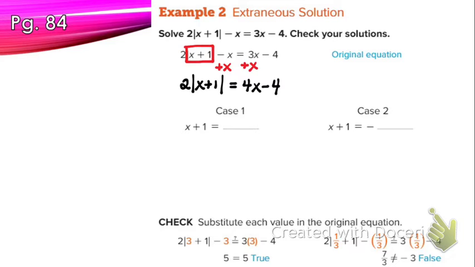Now, how do you get rid of the 2? Divide it. So you have the absolute value of x plus 1 equals what? What do you get when you take 4x divided by 2? 4x divided by 2 is what? 2x. And then 4 divided by 2 is 2. Okay, so you see how this is isolated.